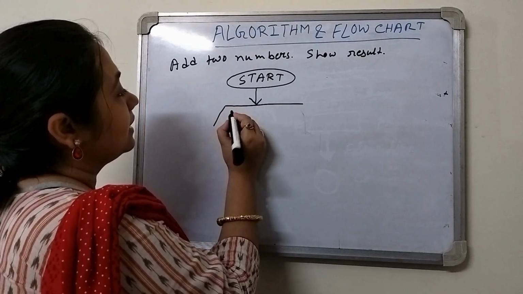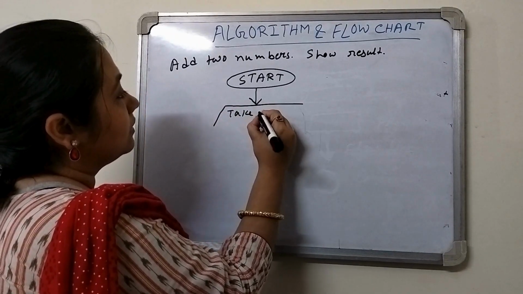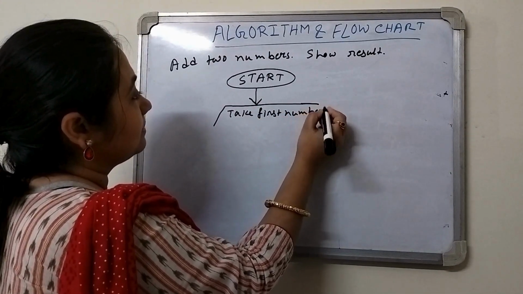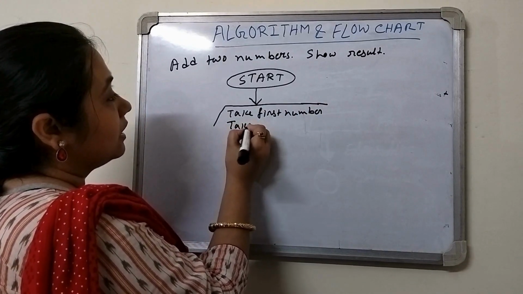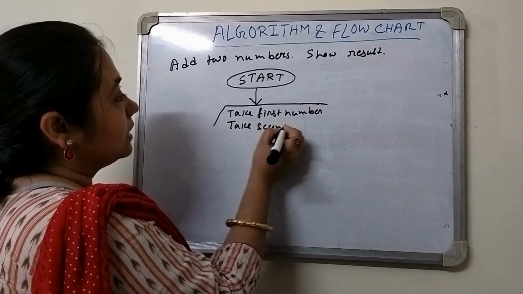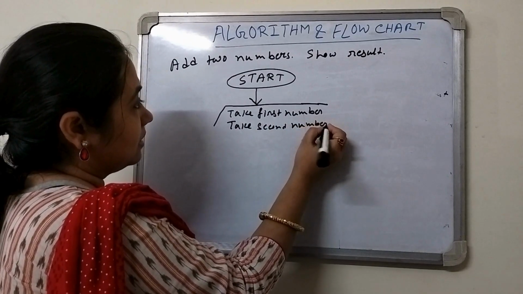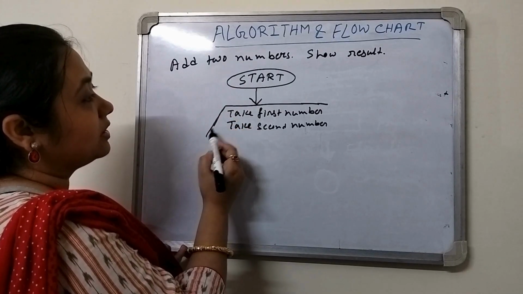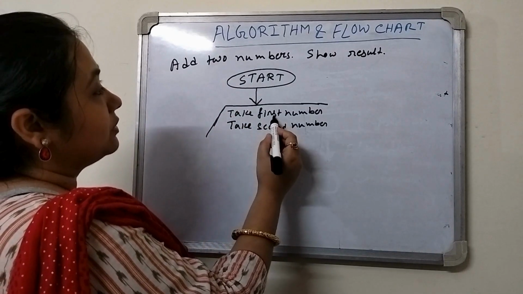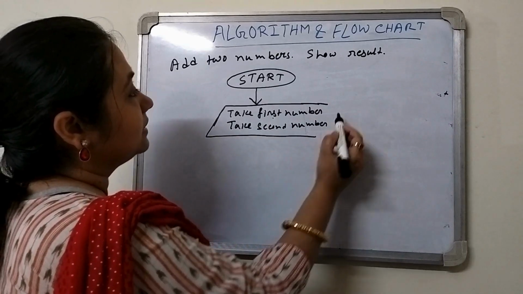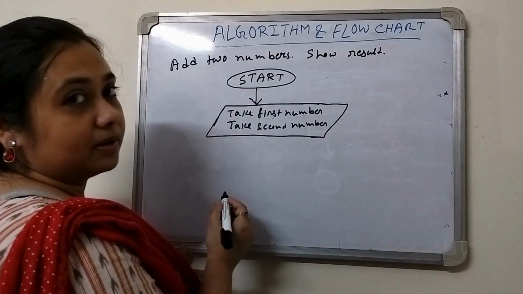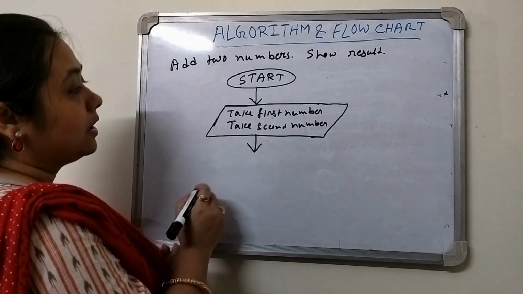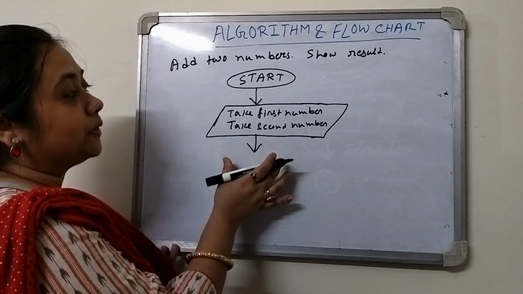That means we take the first number, because we are taking the addition of two numbers, and we take the second number. Suppose in this program it is written that we take the addition of three numbers, then in this step we have to take the first number, second number and the third number. So these are the input. Next we draw again a flow line, because after that we have to do the proper processing.